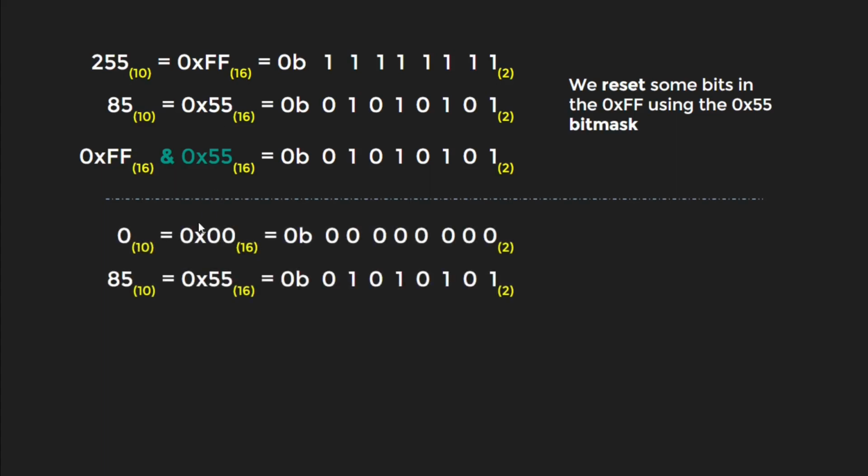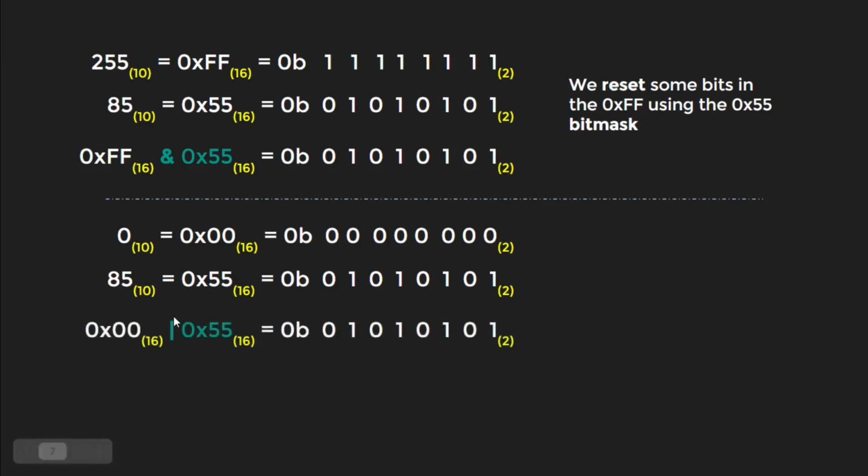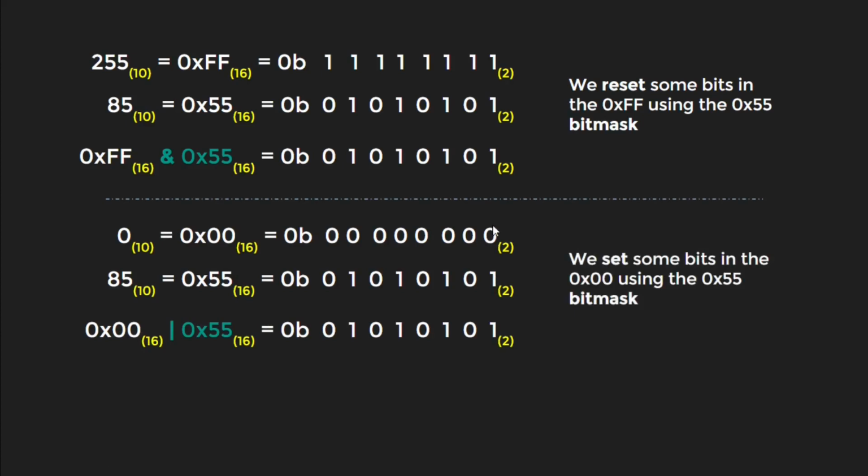Same here, I have 0, which is all zeros in a byte, and I have the same bit mask. When I apply an OR now to this initial value, which is 0, I get the same thing. And here I did set, I didn't reset. I set some bits of the initial value 0 using the hex 55 bit mask. So I set this bit, this bit, this bit, this bit, and this is called bit masking. So I used a binary mask to mask another value, and we'll see where this is going to be useful for us in a minute.